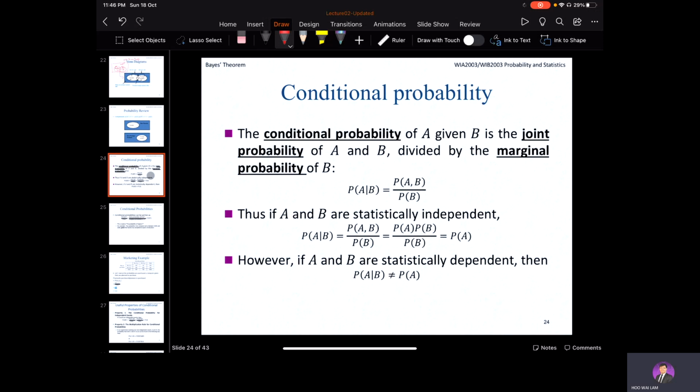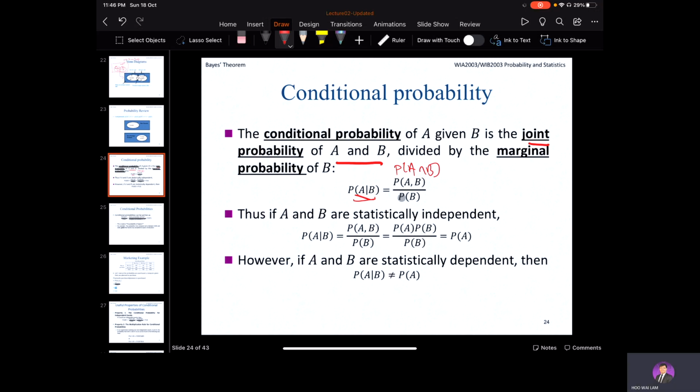So all these that we discussed just now are all revisits. We are moving into conditional probability in more detail because conditional probability is fundamental for Bayes' theorem. So the conditional probability of A given B is the joint probability of A and B, which is this one. Sometimes probability of A and B can be written like this, or it's similar to probability of A intersect B. It's the same, yeah? Divided by the marginal probability of B, okay?